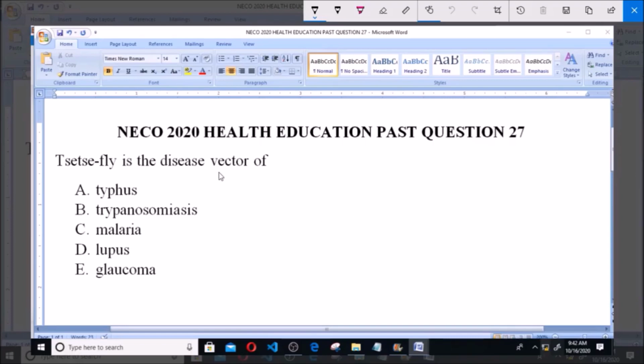When we say disease vector, it simply means a disease carrying organism. That is, vector is different from pathogen. Take note. Pathogens are disease causing organisms, but vectors are insects that carry disease causing organisms. That is, vectors carry the pathogens. Now, fly is a vector of trypanosomiasis.